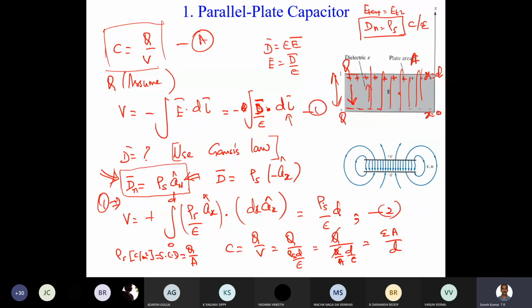Any questions? So for all problems, you have the freedom to use the Laplace equation, which is the second approach. The first approach is to use Gauss's law or Coulomb's law. So please go with the first approach. It's quite easy.